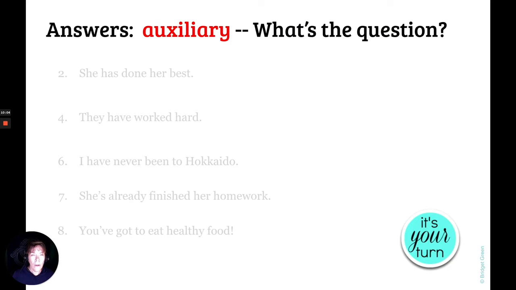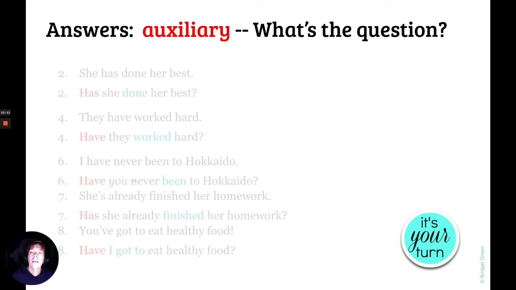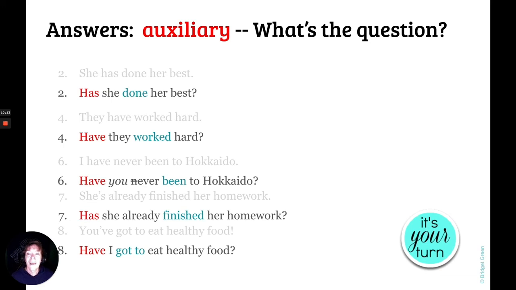So, what are the questions here? Here's the answer. Remember, if it's the auxiliary verb, you just flip it. Ooh, look at number 6. I have never been to Hokkaido. Have you ever been to Hokkaido? Let's talk about ever.